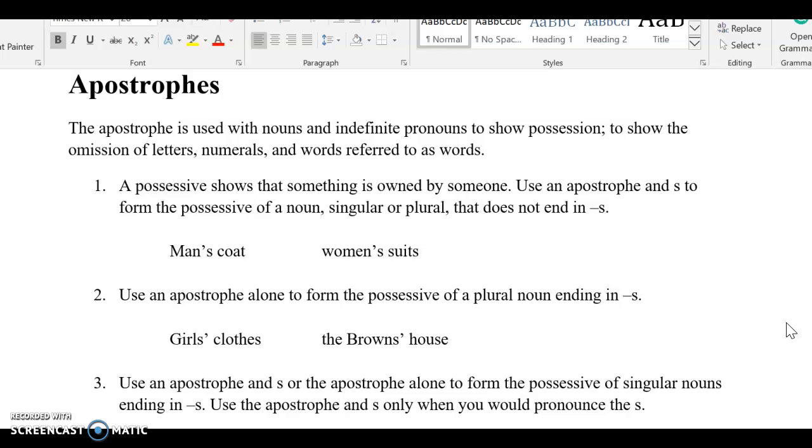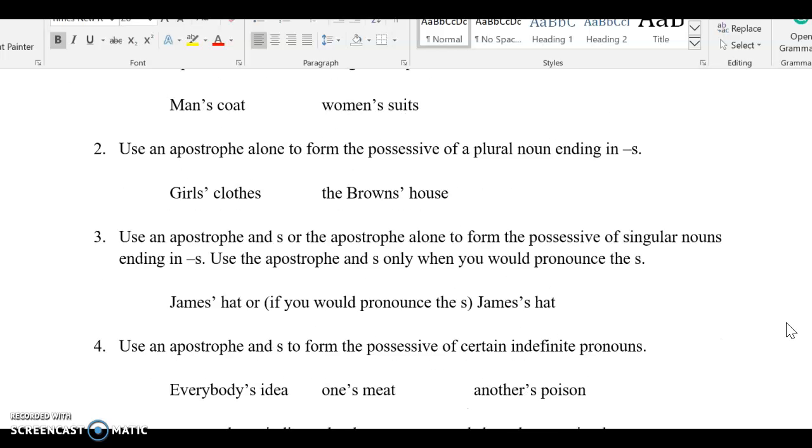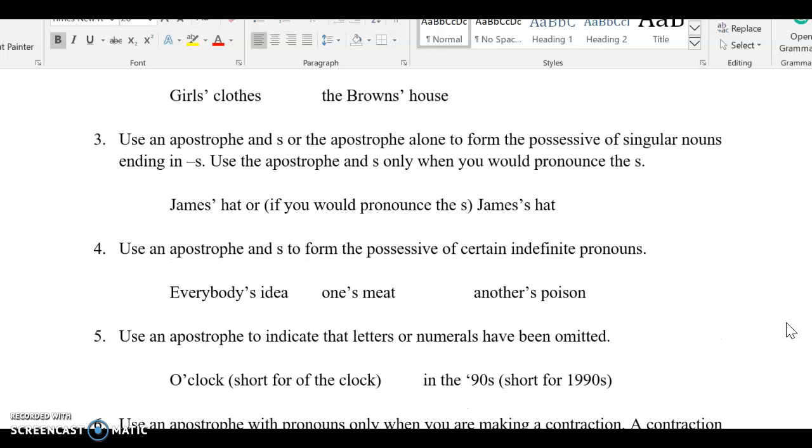Use an apostrophe alone to form the possessive of a plural noun ending in s: girls' clothes, the Browns' house. Use an apostrophe and s or the apostrophe alone to form the possessive of singular nouns ending in s. Use the apostrophe and s only when you would pronounce the extra s. So this example, James' hat, or if you would pronounce the s, James's hat. And then notice where you're putting your apostrophe. Use an apostrophe and s to form the possessive of certain indefinite pronouns: everybody's idea, one's meat, another's poison.